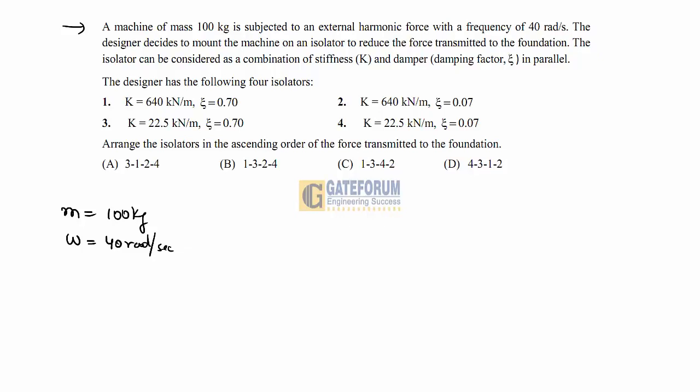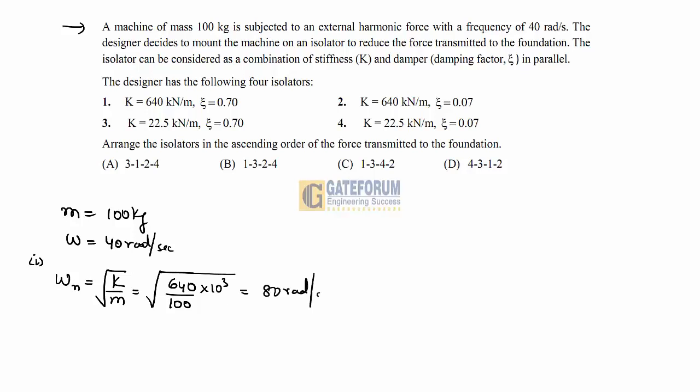So here we have 4 isolators. For these 4 isolators, what is the transmissibility ratio we are required to calculate? So omega n for situation 1 will be equal to root over K by M. So for situation 1, the stiffness is 640 kilonewton per meter, so 640 into 10 power 3 we have to write, divided by mass 100. This is equal to 80 radians per second, omega n, and omega is equal to 40.